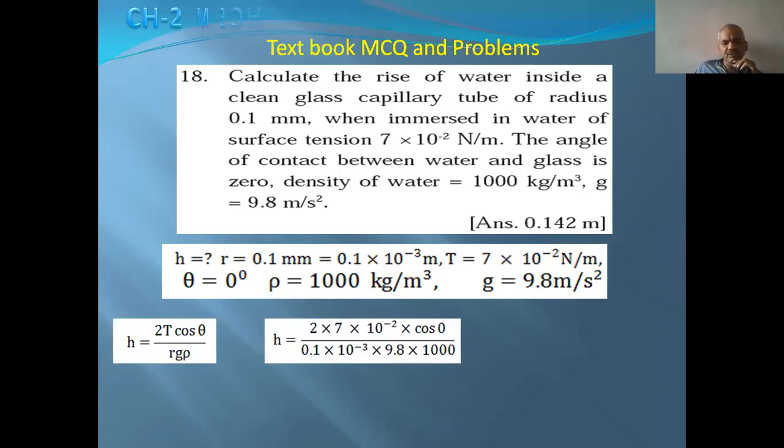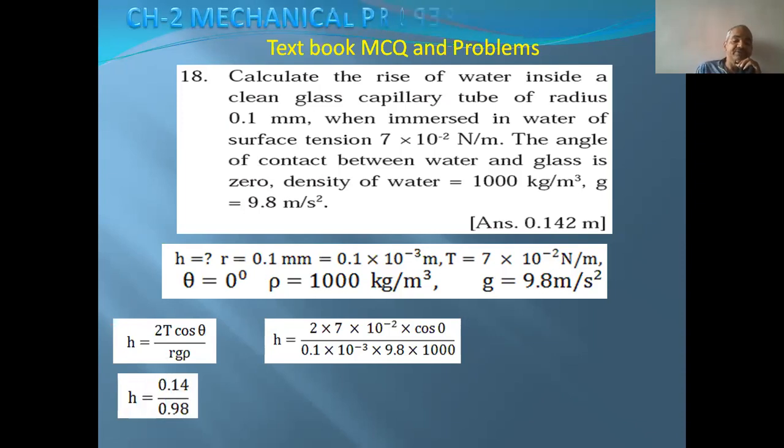We substitute here 2 into 7 into 10 raised to minus 2 cos 0, over 0.1 into 10 raised to minus 3 into 9.8 into 1000. Cos 0 is 1. 2 into 7 is 14. 9.8 into 0.1 is 0.98, and the remaining powers of 10 cancel with each other, and we get the value as 0.14 divided by 0.98.